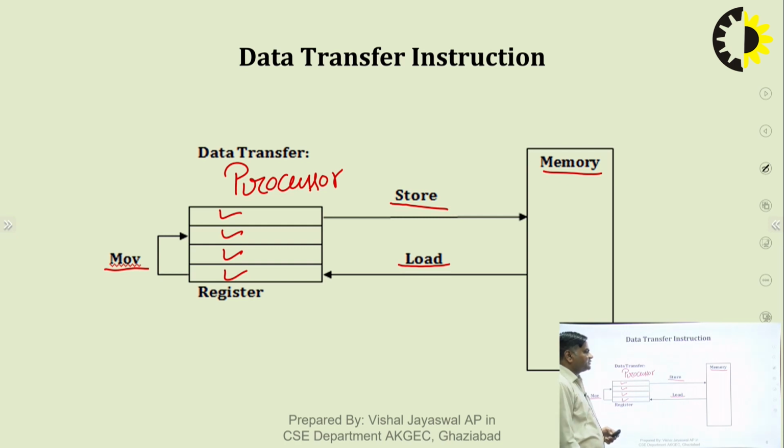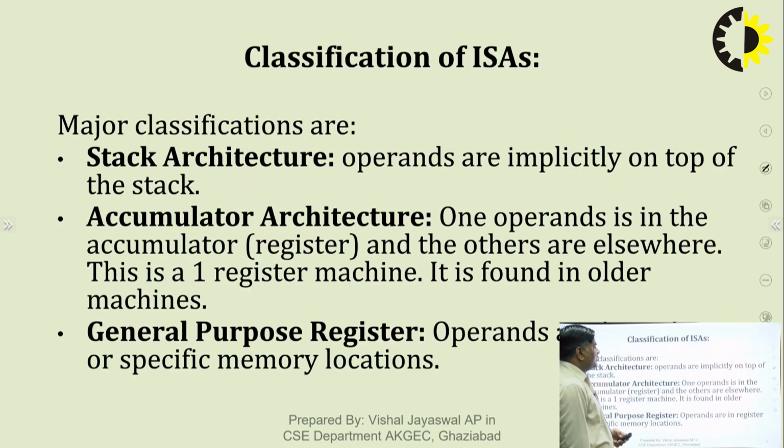We will discuss that later. If we talk about the classification of architecture, the major classifications are, first, stack architecture, where operands are implicitly on top of the stack. In a stack architecture, we don't need to define any address of the operand. Basically, in a stack, the operation is performed on the top two elements of the stack.